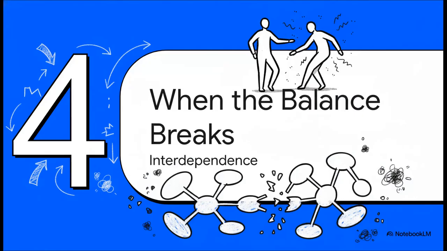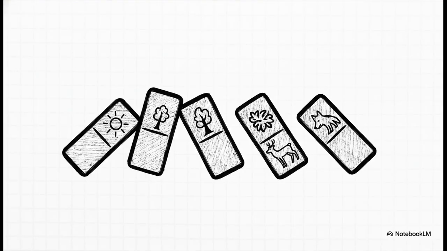Okay, so we've seen how a healthy system is supposed to work. It's this beautiful, balanced dance. But what happens when that balance gets disturbed? What happens when one of the dancers falls? This is that idea of interdependence in action. Because everything is so tightly connected, a change to just one little piece, whether it's biotic or abiotic, can send shockwaves through the entire system. It really is like a line of dominoes.